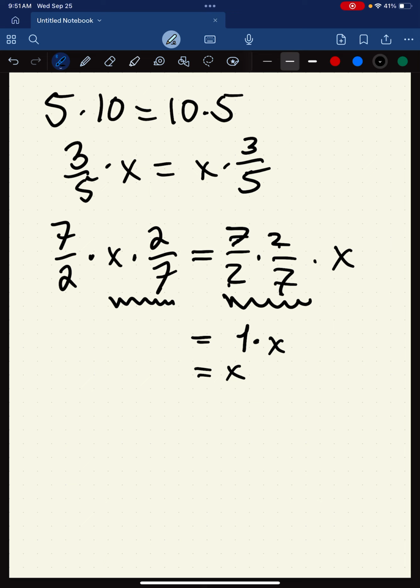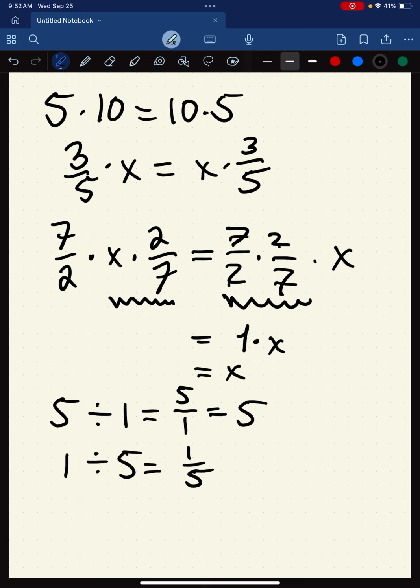And then another warning here, just like subtraction wasn't commutative, division is not either. So if we did 5 divided by 1, we know that's going to be 5 over 1, which is just 5. Whereas 1 divided by 5 is going to be 1 over 5, and those are not equal. So be careful with that.